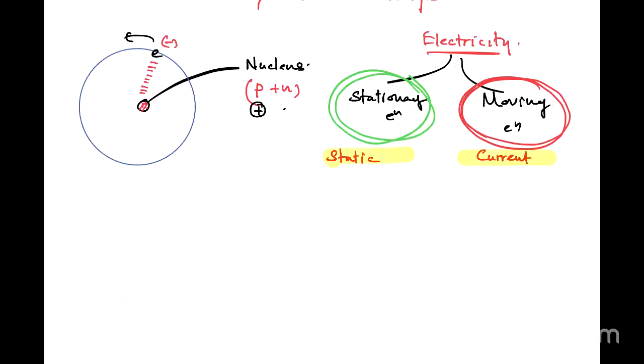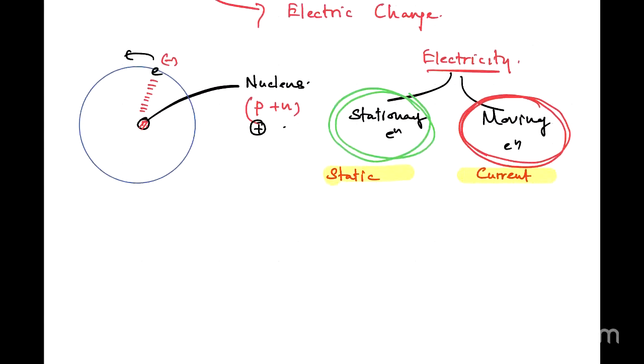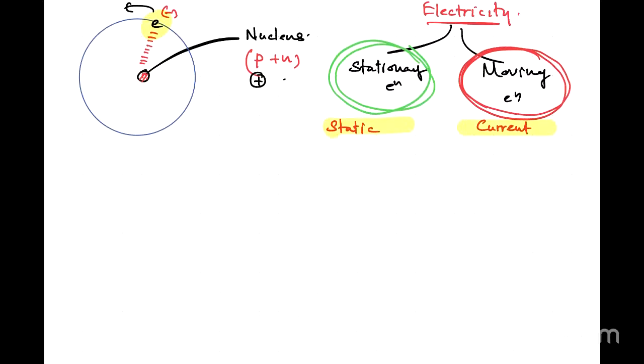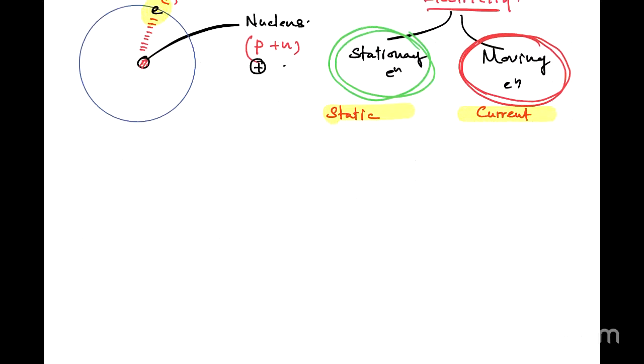Static versus current. Before starting this lesson, you need to know the meaning of static electricity versus current electricity. Here the electrons are the major component of making electricity. These electrons must be moving here and there; they must be delocalized or moved from one place to another place. And there are some other terms that you need to know.